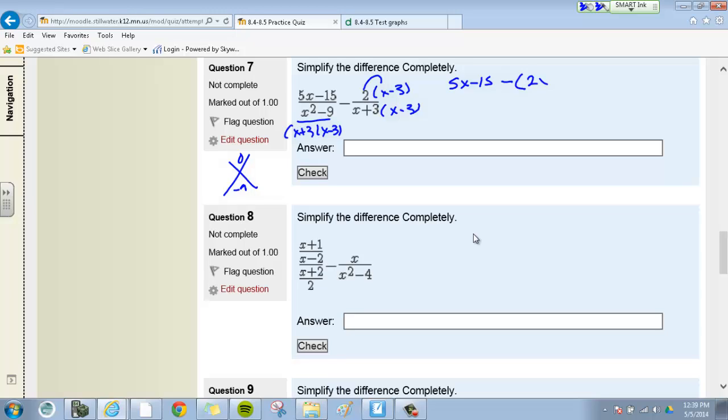So let's do this work here. I got 5x minus 15 minus this whole thing. Remember, 2 times x is 2x. 2 times negative 3 is negative 6. That's still over my common denominator.